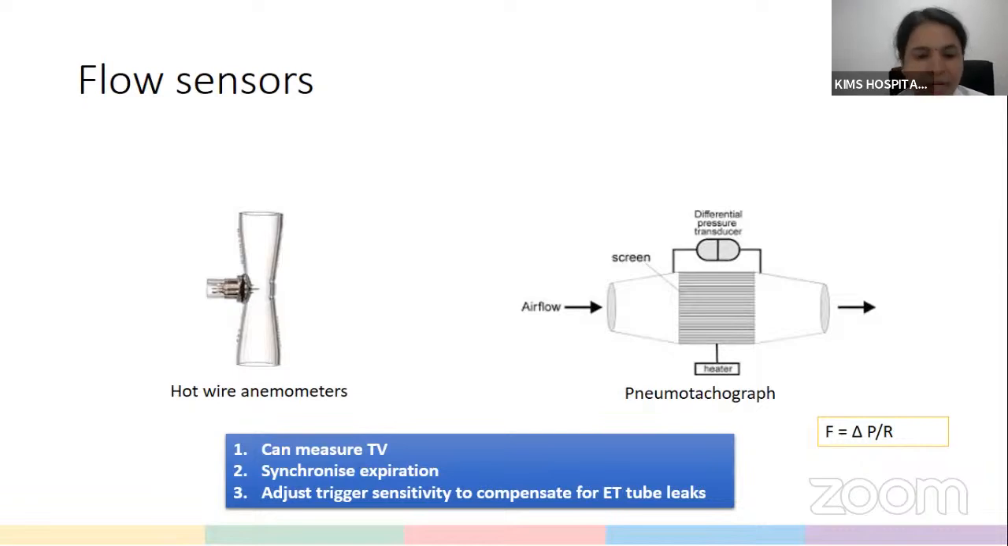We will discuss this in a while. This helps us improve expiratory synchrony. And with flow sensors, we may have a peritubal leak. That leaked gas flow is also sometimes sensed as a patient breath by the flow sensor. So in order to adjust for this, we may try to make the trigger a little insensitive, or set a higher threshold, so that artifactual triggering does not happen with the flow sensor.